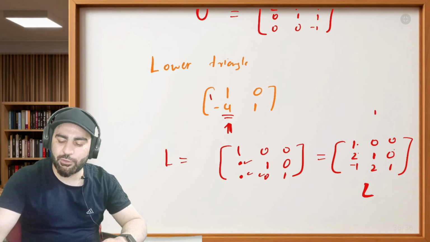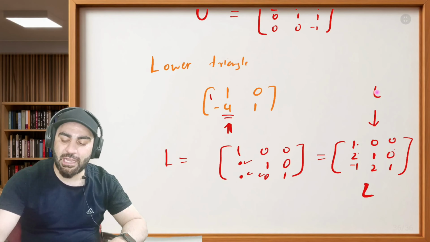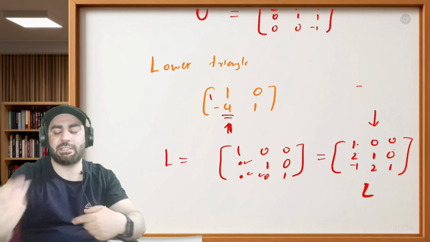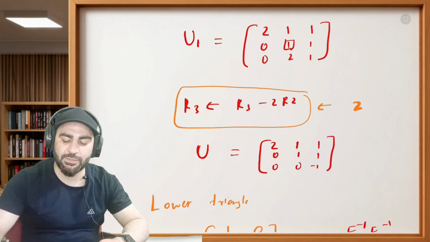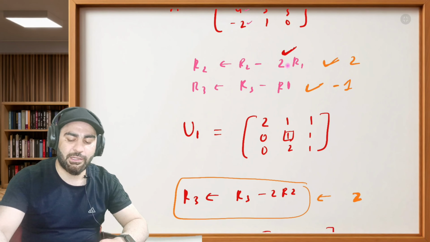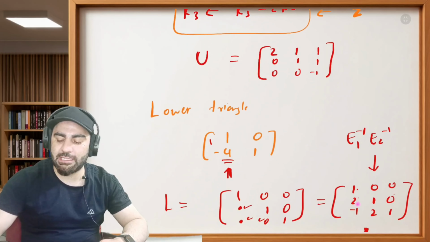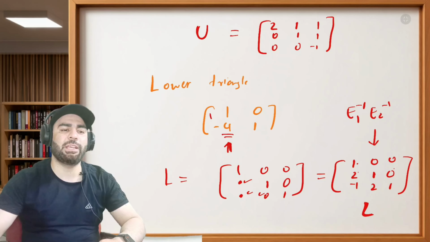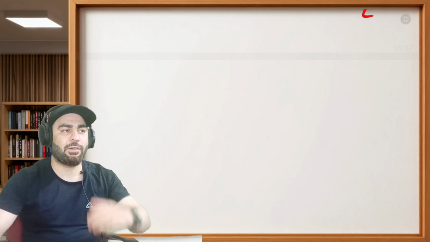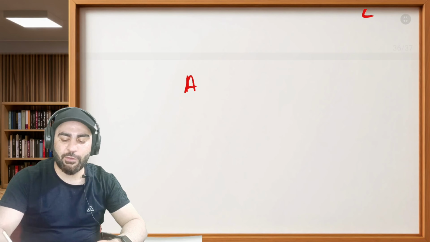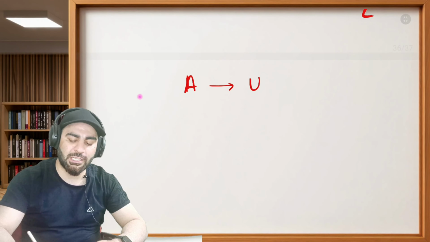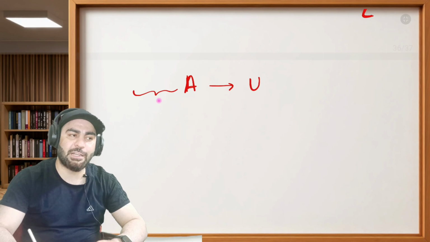So how did I get to this? Because I have to just keep track of multipliers. Suppose E1 will be there, and E2 will be there. I'll just reverse their order. I'll say E2 inverse multiplied by E1 inverse, and what I'll get is this. So that's why I just keep track of the multipliers that I had over here, and I'll just fill these entries in. That's how easy it is to find this LU decomposition. Whatever Gaussian elimination you are doing, you have this matrix A and you are converting it into U. As a consequence, because you were performing some operations, you are getting a set of elementary matrices.